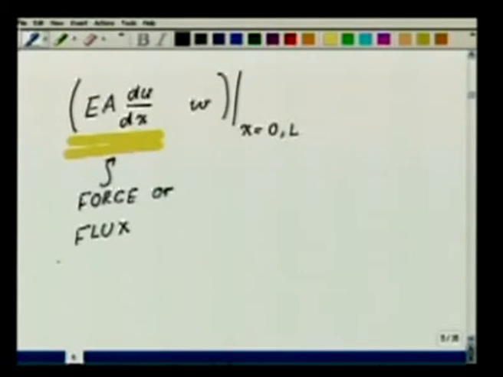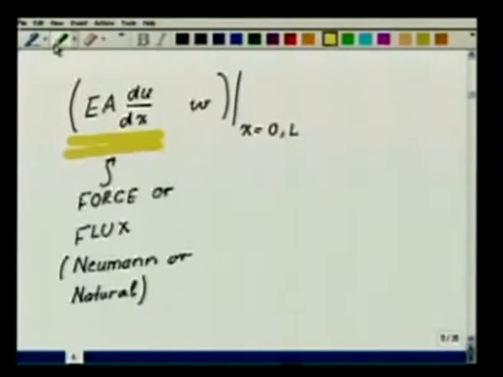Now this is sometimes given other names. It is called Neumann or natural. So at a boundary, either this force or the flux term is specified, and that is called a Neumann or a natural boundary condition. Why is it called natural? Because this term naturally appears in the weak formulation that we have obtained.